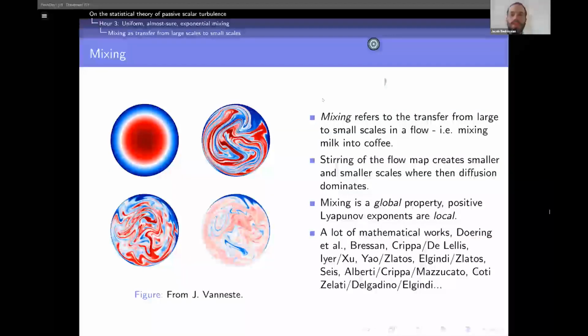Okay, so yesterday, no, it wasn't yesterday. Two days ago, I guess. I talked about Batchelor's law for passive scalar turbulence, and I related this law, at least heuristically, to the cat map on the torus. So you remember this toy model that I had.